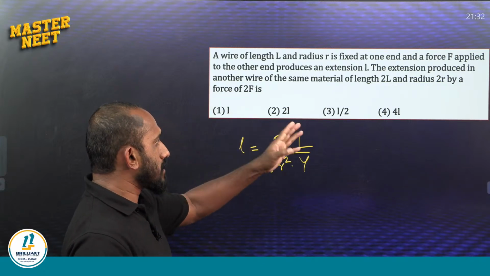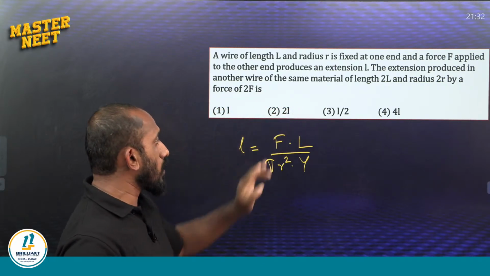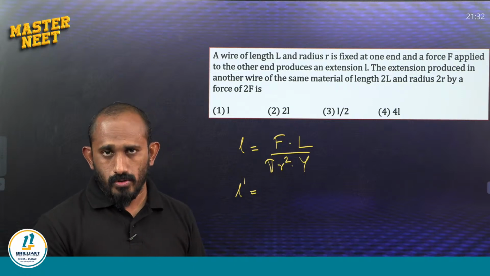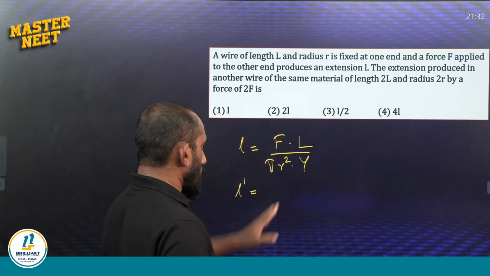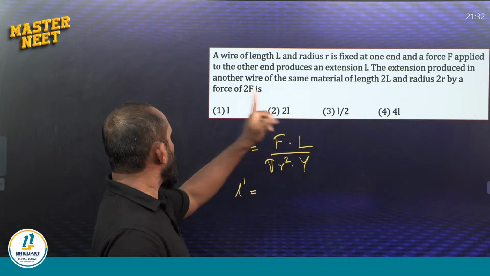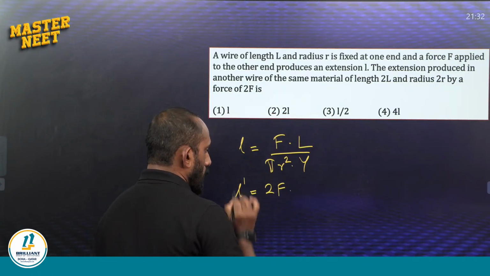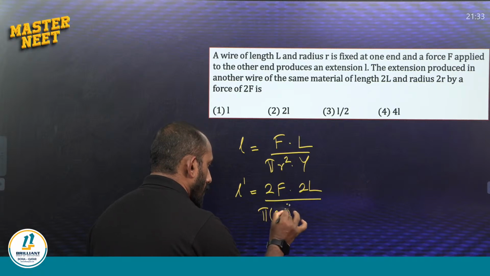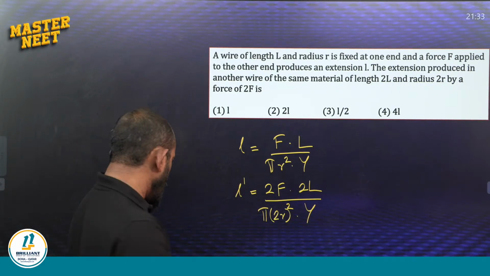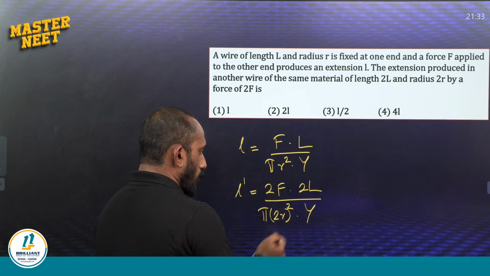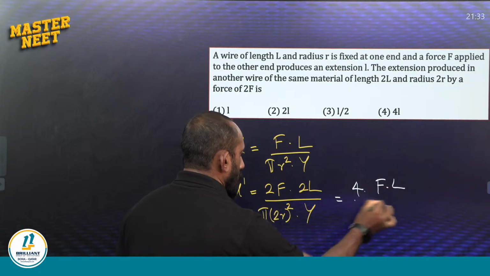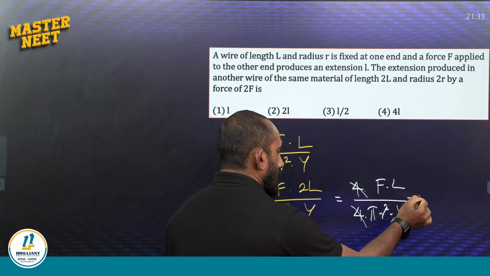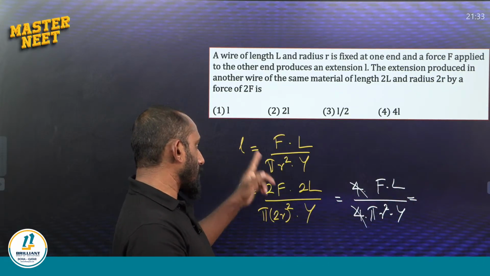Then the extension produced in another wire of the same material of length 2L and radius 2R by the force 2F is L dash, which you have to find out. It is the same material, so Young's modulus is the same, length is 2L, radius is 2R, force is 2F. So instead of F we put 2F into length 2L, by pi into 2R square into Y itself. If you simplify this, 2 into 2 is 4, so 4FL by pi into 2R square, 2 square is 4, so 4 times pi R square into Y. 4 cancels, so that is nothing but FL by pi R square Y only. So L dash will be equal to what? L.